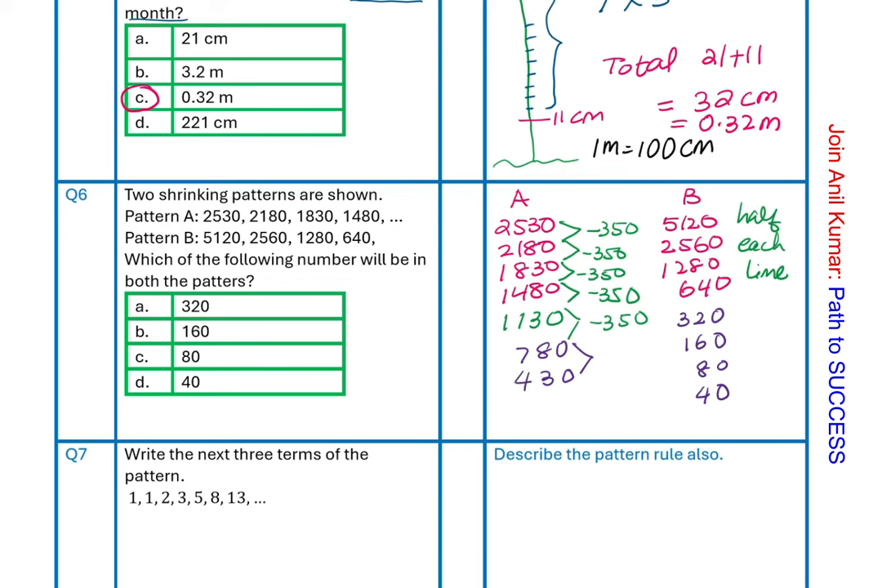And then again 350. 350 will give me 80, right? So we land up with 80. And therefore, we find that 80 is common between both. So that becomes the answer for question number 6. Makes sense, right?